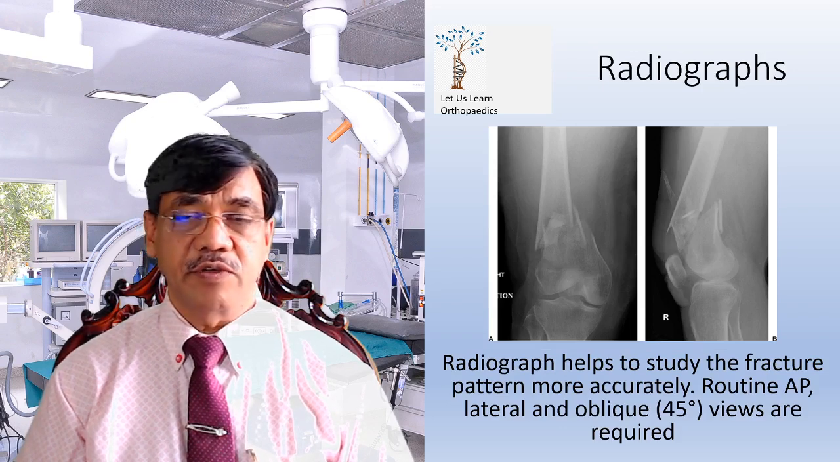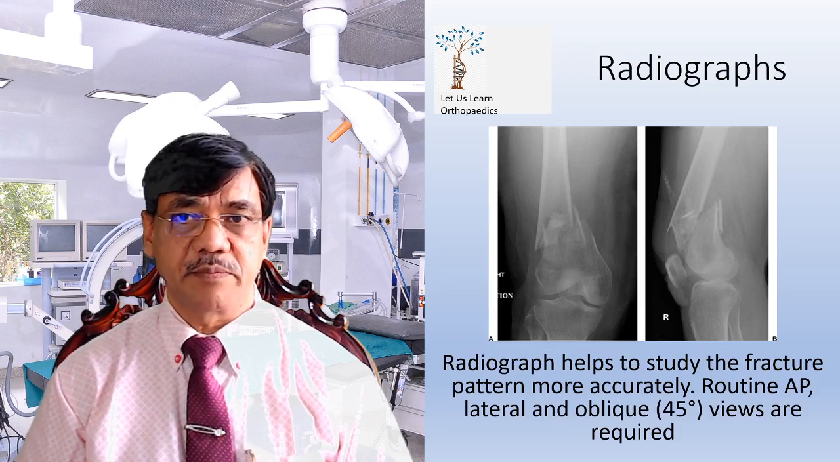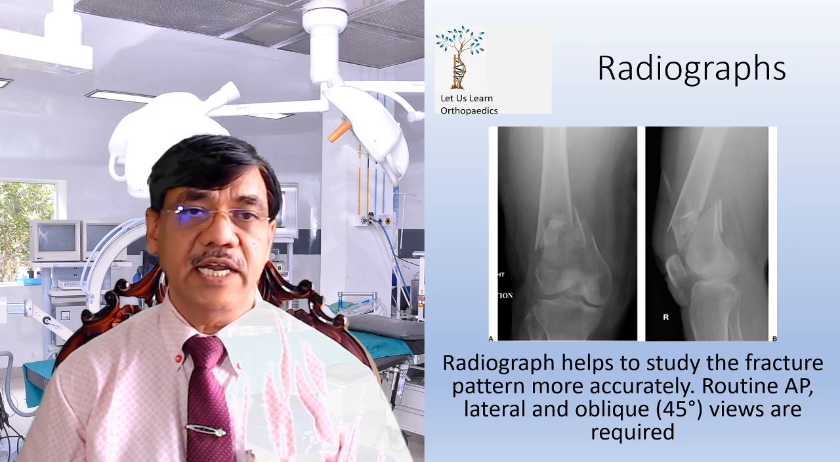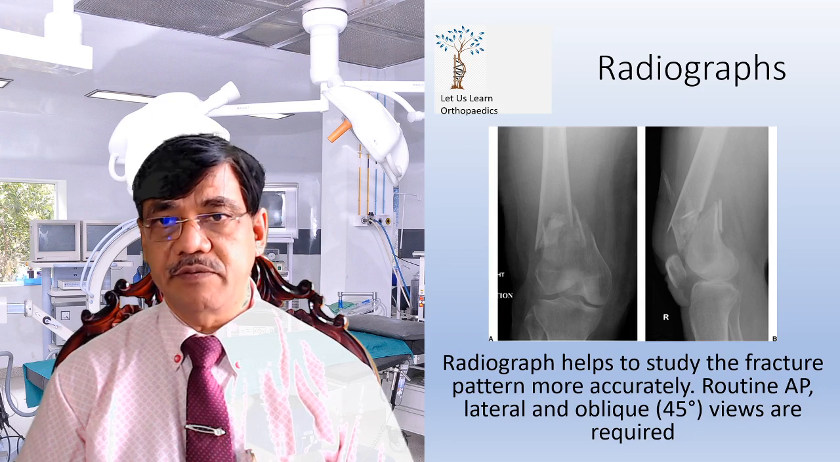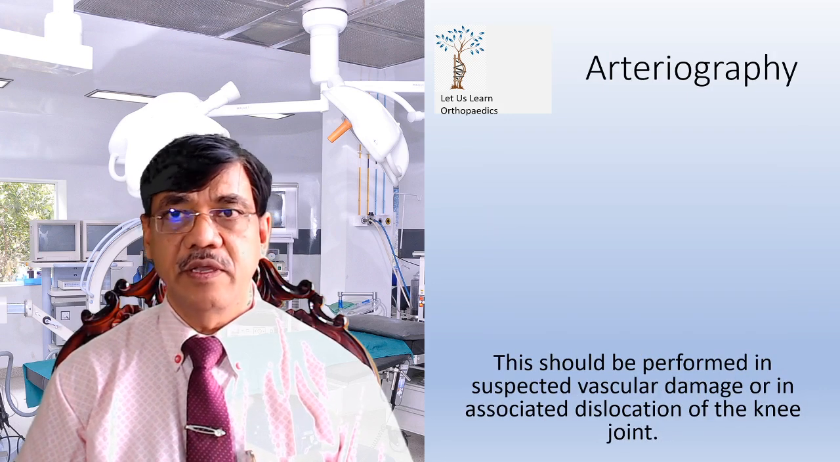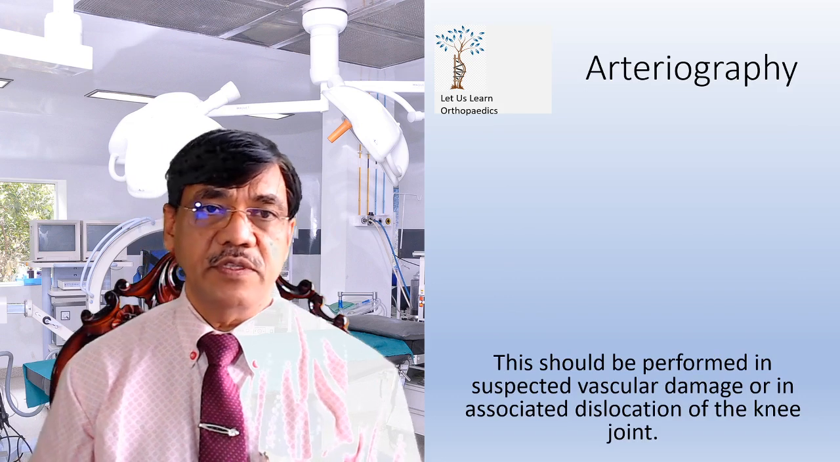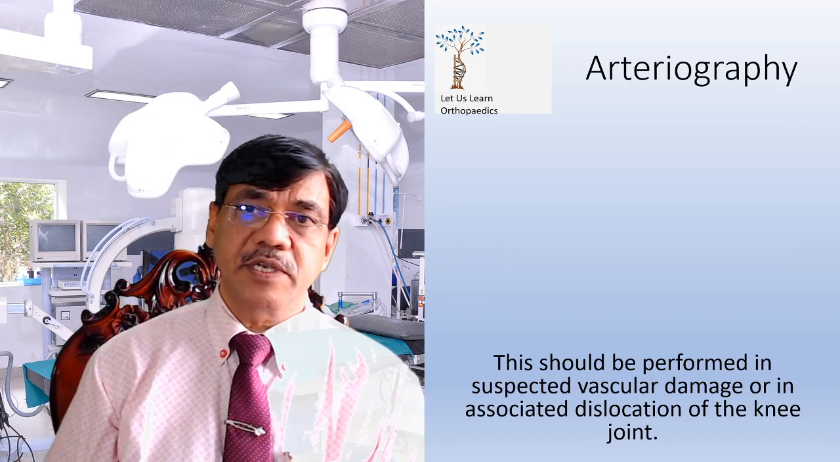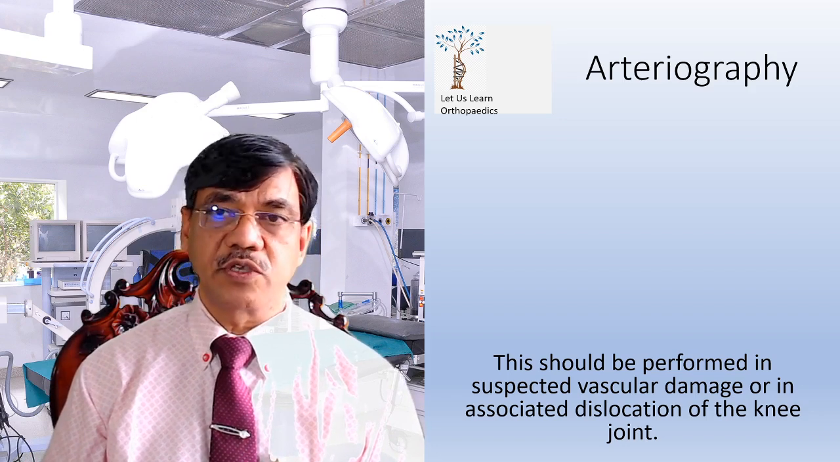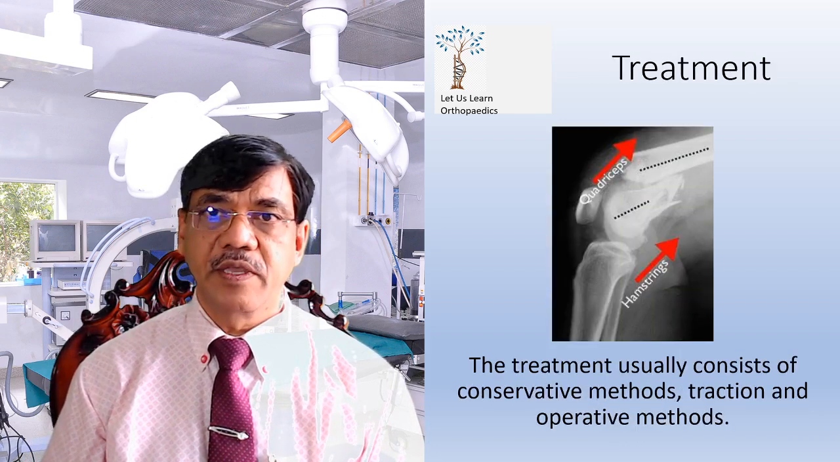Radiographs help to study the fracture pattern more accurately, and routine AP and lateral, and then sometimes the 45-degree oblique views are also required. Arteriography should be performed in suspected vascular damage or in associated dislocation of the knee joint.